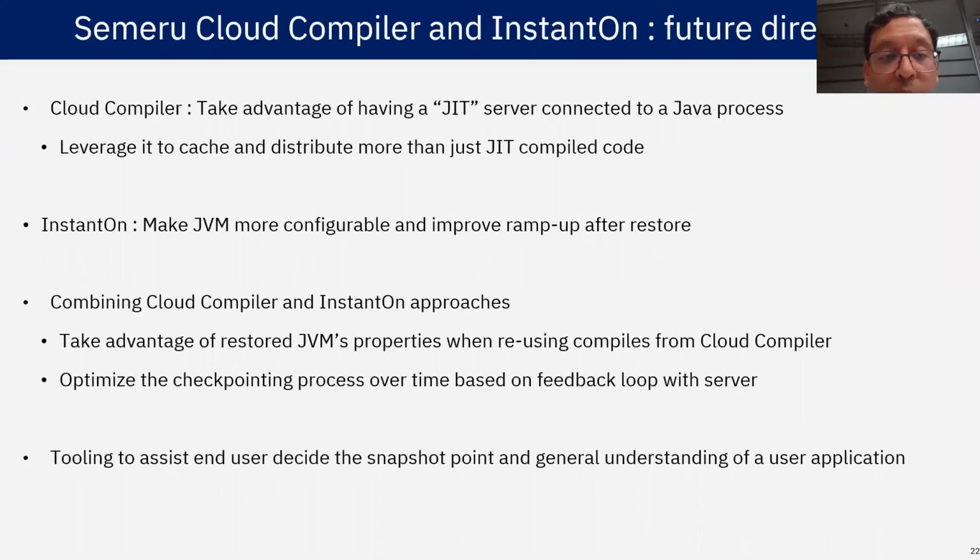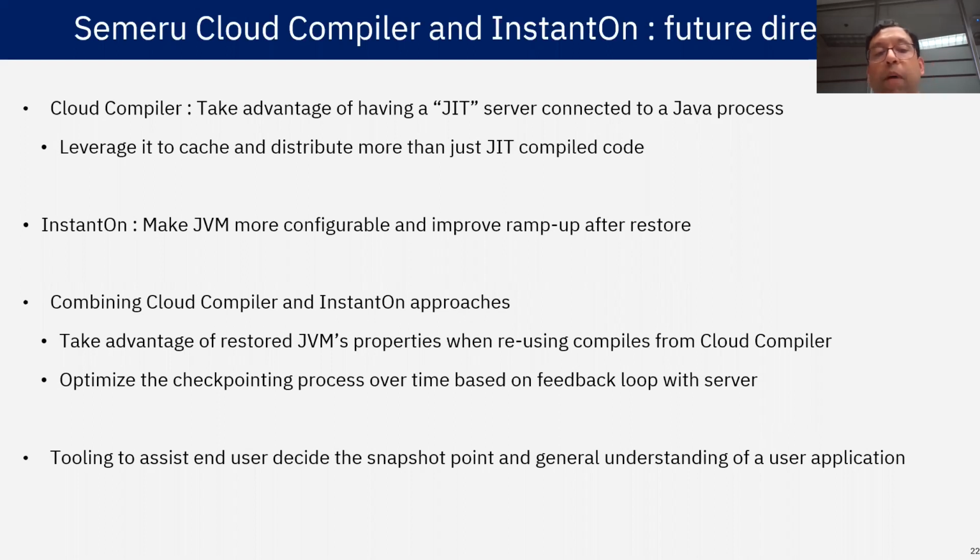Okay, and I will conclude my section with a look ahead at where we're planning to take these exciting innovations. From a cloud compiler perspective, we're going to try to take advantage of having a server connected to a Java process in other ways. So rather than restricted to just JIT compiled code, maybe we can distribute other artifacts from a server now that we have the base technology. From an Instanton perspective, we want to make these JVMs more configurable and improve the ramp-up time after restore. There's also some really cool things you can do combining these two technologies.